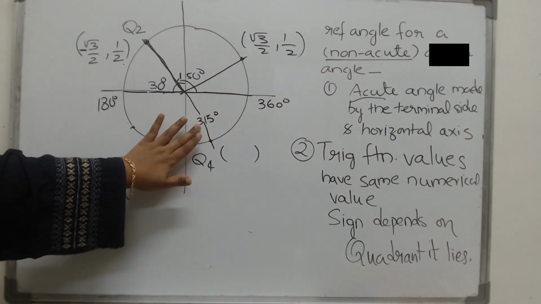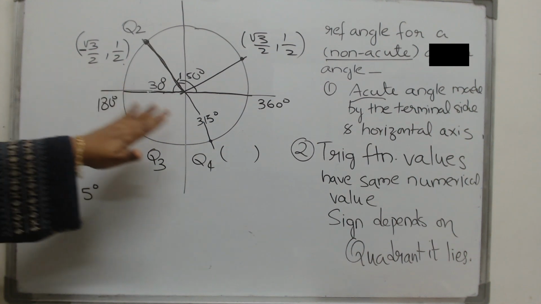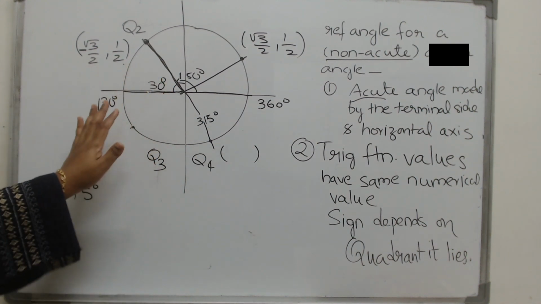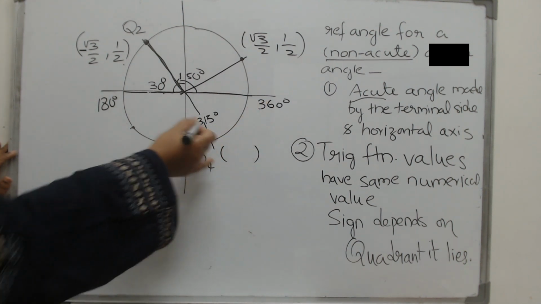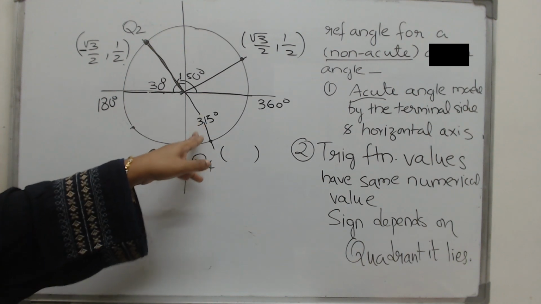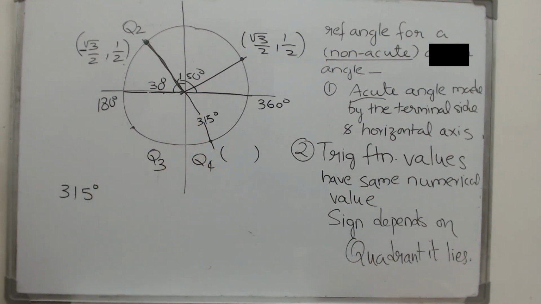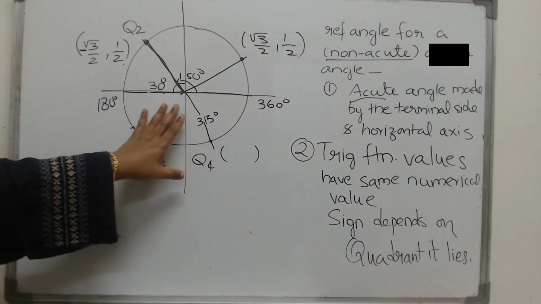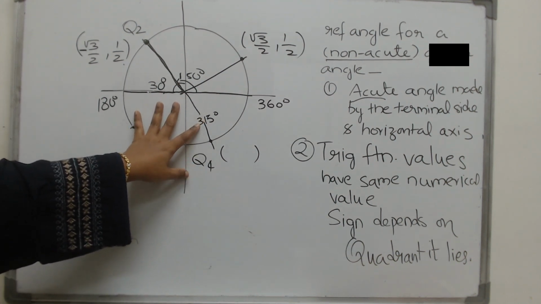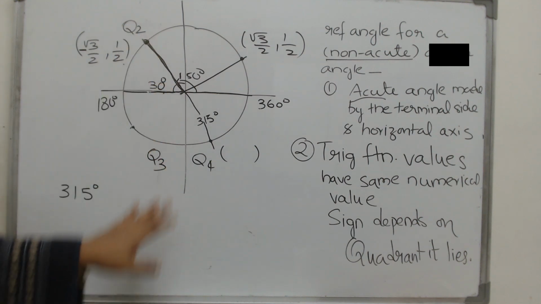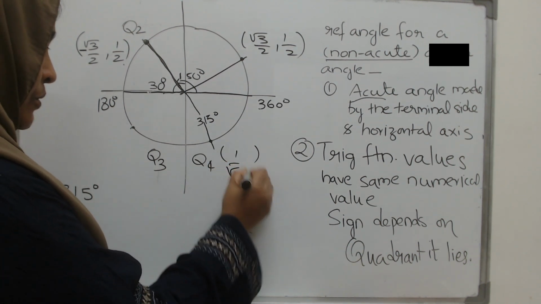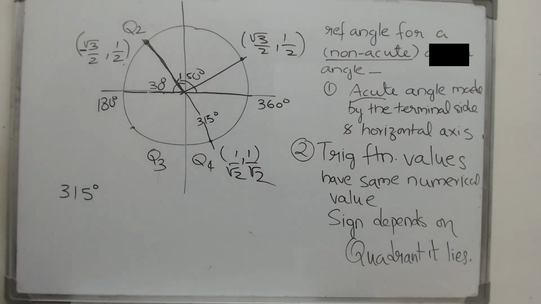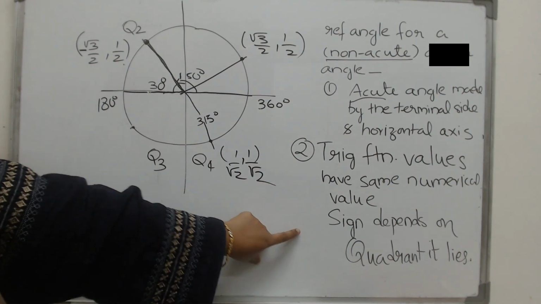So if you take 315 minus 180 and say this is the horizontal axis, the answer is correct, but it will no longer be an acute angle. So subtract 360 minus 315, and what do you get? You get 45 degrees. So all the trig function values of 315 are exactly the same as 45 degrees, but what? Only numerical values. Only the numerical values are the same. What about the sign? The sign depends on which quadrant it lies in.